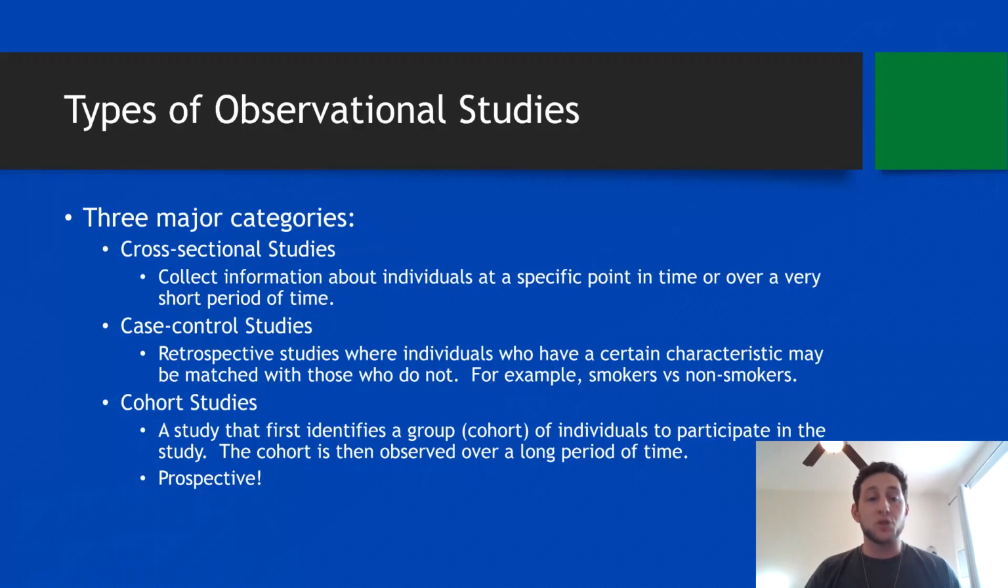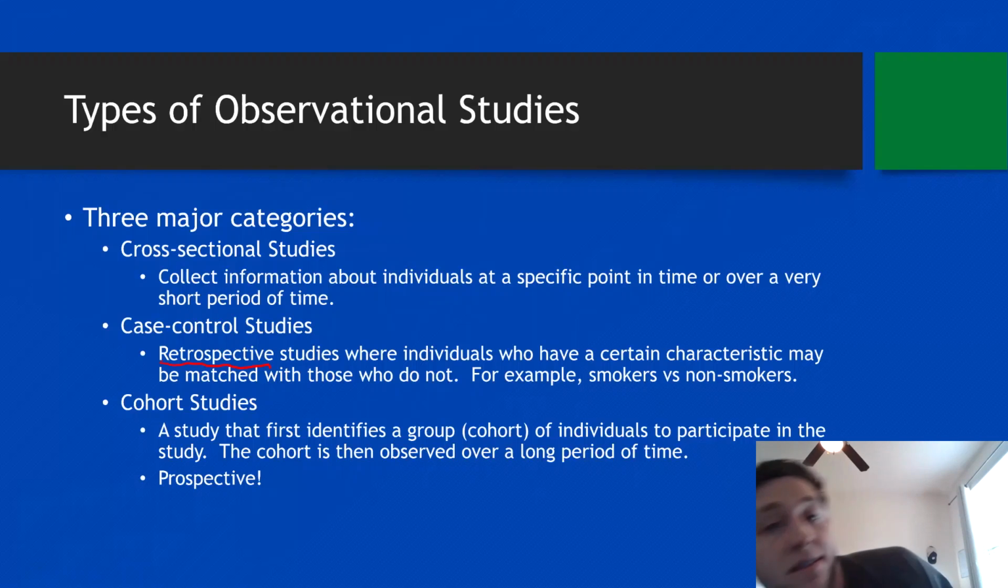Case control studies, on the other hand, are retrospective studies, meaning they're done using past records, where individuals who have a certain characteristic may be matched with those who do not. A clear example of this would be smokers versus non-smokers. So this is retrospective. We're talking in the past with case control studies.